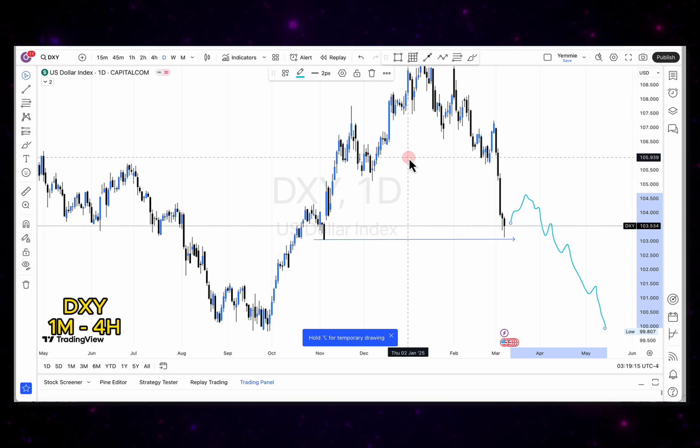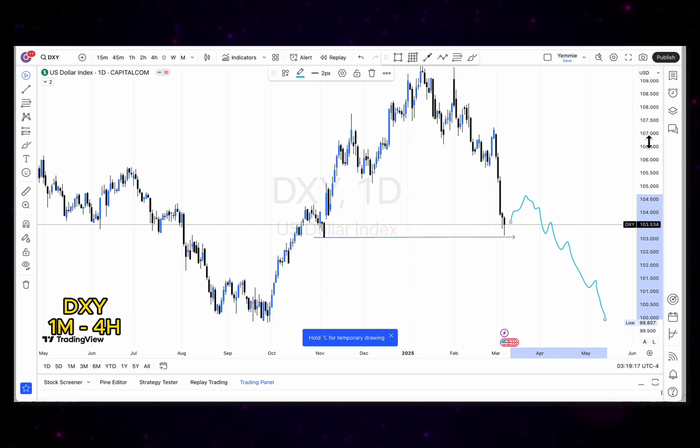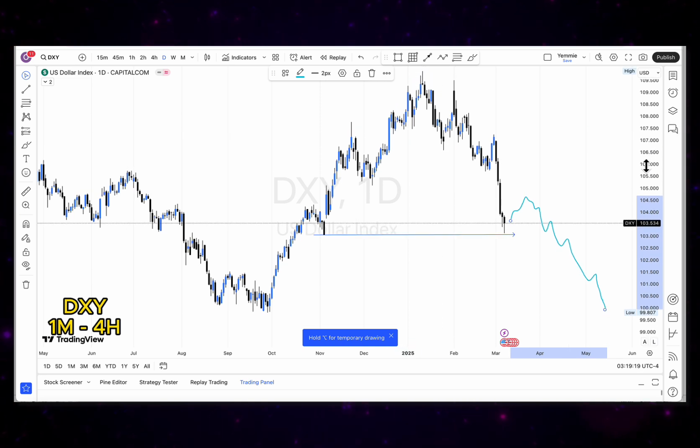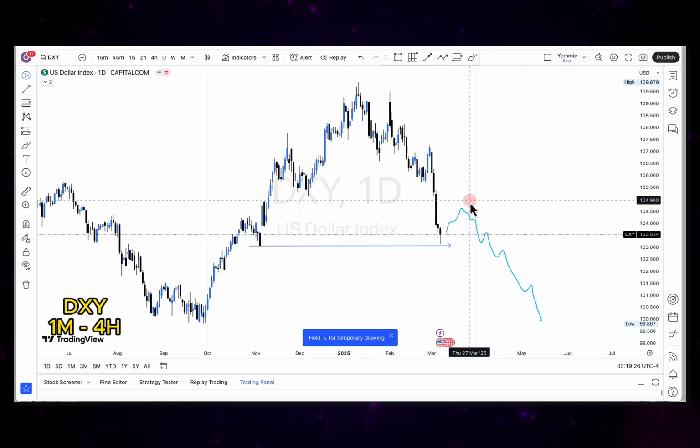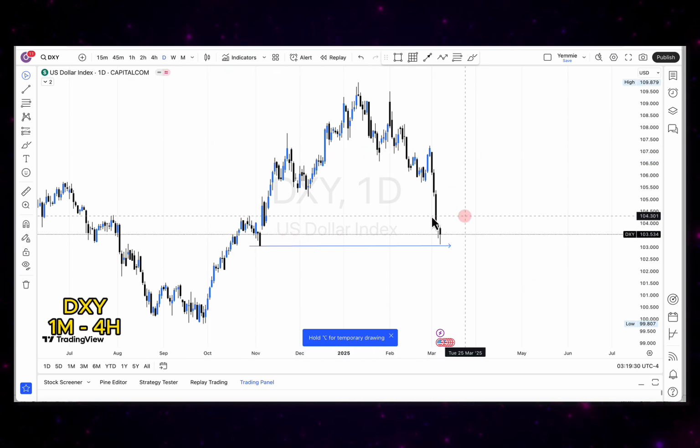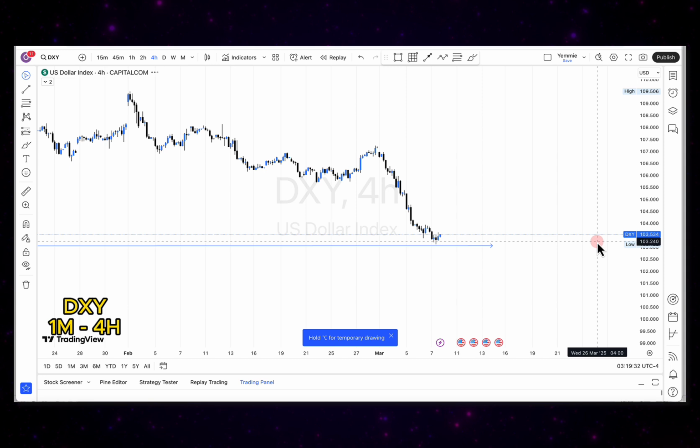However, that is why it is good to wait for Monday to come to create a daily candlestick. Then we can use that information to trade for the rest of the week. But however, this is what I'm anticipating on the DXY daily time frame. Now let's take this out and let's go to the 4-hour time frame. Let's see what we have in there.